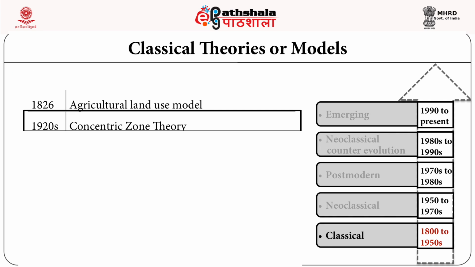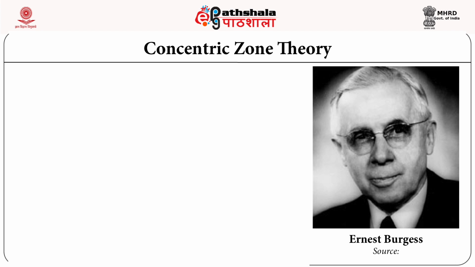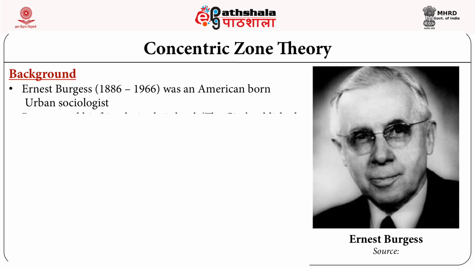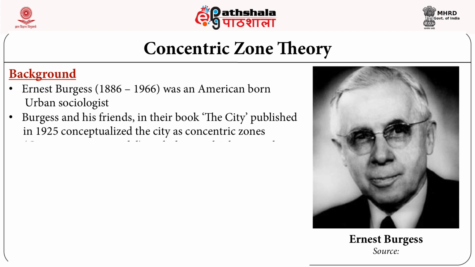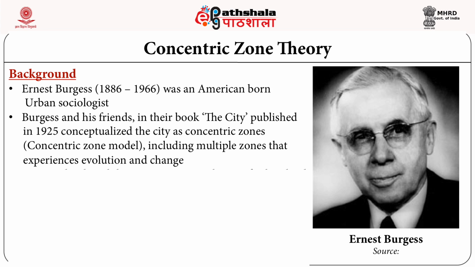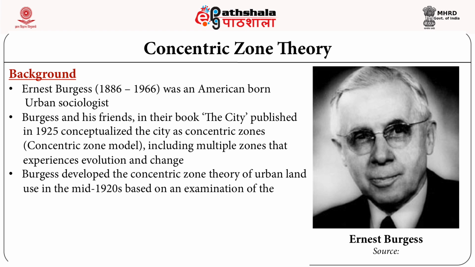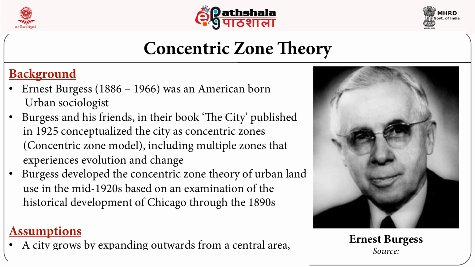Now, we come to the concentric zone theory of the 1920s. Concentric zone theory was put forth by Ernest Burgess, whose lifespan was from 1886 to 1966, and he was an American-born urban sociologist. Burgess and his colleagues, in their book The City, published in 1925, conceptualized the city as concentric zones, and thus the name concentric zone model, including multiple zones that experience evolution and change. He developed this theory in the mid 1920s based on an examination of the historical development of Chicago through the 1890s. The assumption on which he based his theory was that a city grows by expanding outwards from a central area radially in concentric rings of development.